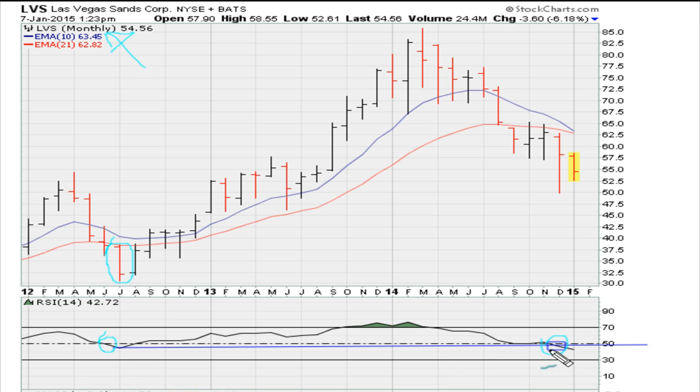And we can see that if we play it right, what we've been doing, by going short just before it crosses 50, we are able to capture some of this alpha to the downside.